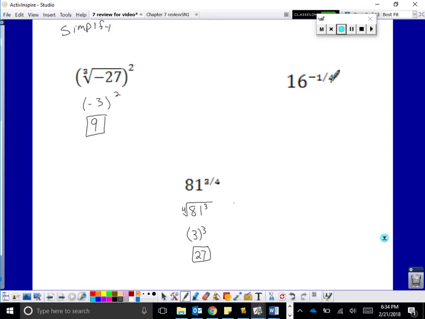Moving over to 16 to the negative 1/4. Remember that negative exponents are just moving me up and down on my fraction. So this is going to be 16 to the positive 1/4 on the bottom. Big mistake I'm going to see here is you guys are going to take it to the 4th power. This does not reciprocate. It just moves me down and makes the exponent positive. So this is going to be 1 over the 4th root of 16, which is equal to 1 over 2. These are just basic ones that you can get a numeric answer on. So that's the basic stuff.